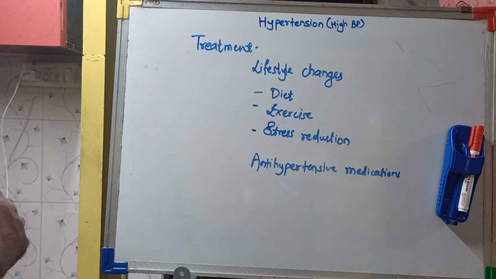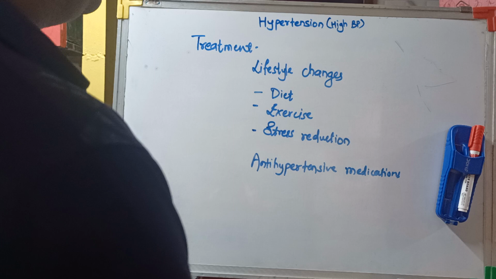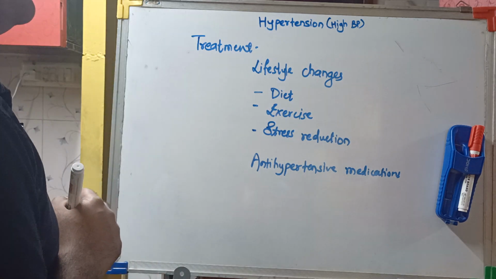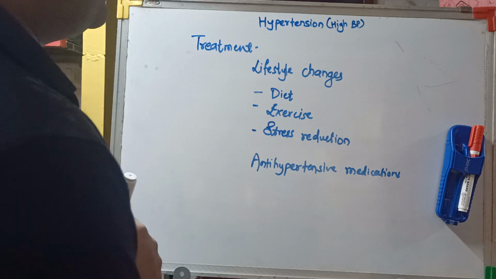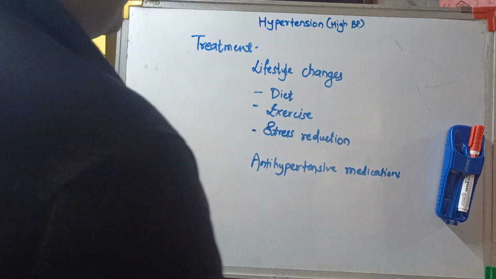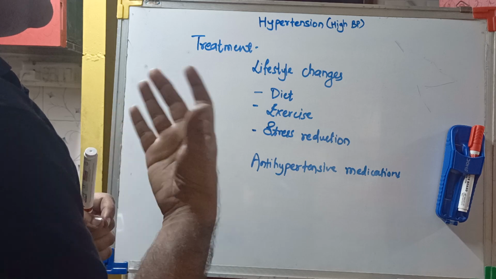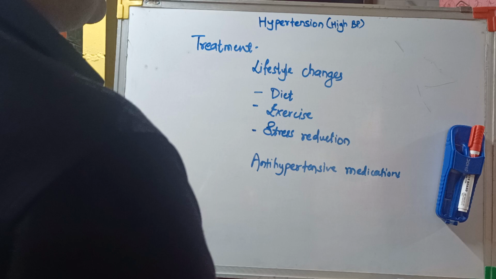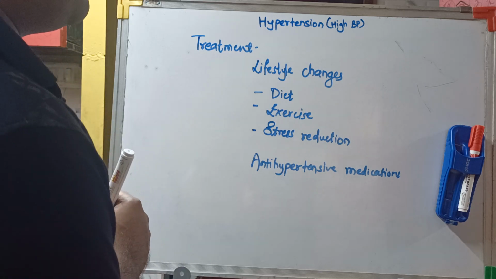Now we will focus on the treatment, or the management, of hypertension. The first one is lifestyle changes. Through changes in lifestyle, like modification of the diet, exercise, and stress reduction, hypertension can decrease to some extent. And if the hypertension is in an emergency or at the secondary stage, there are antihypertensive medications which the physician will prescribe.